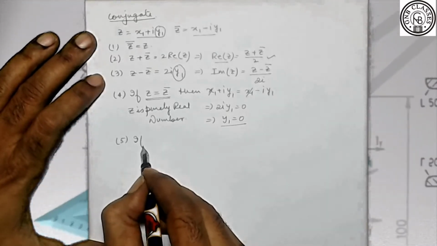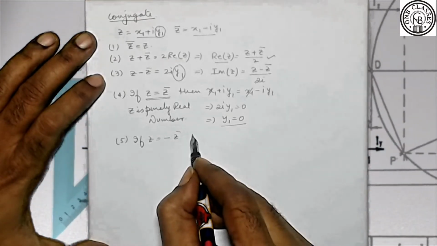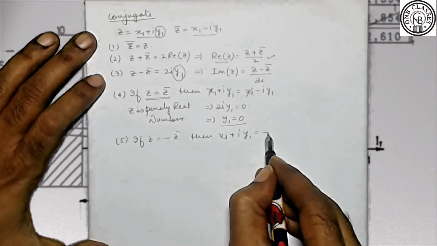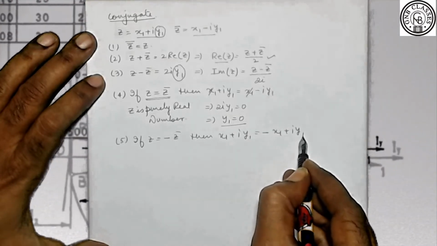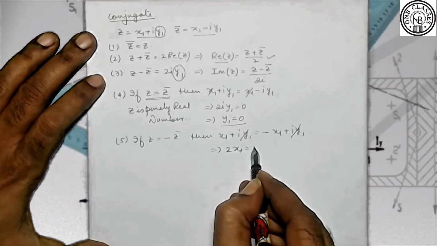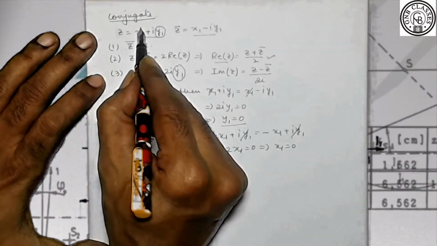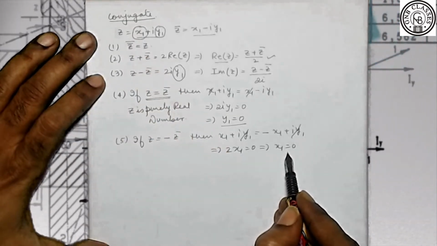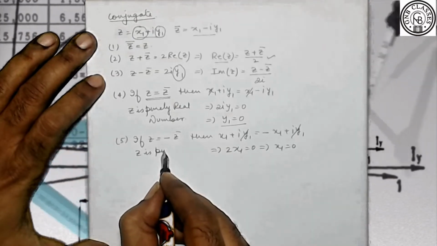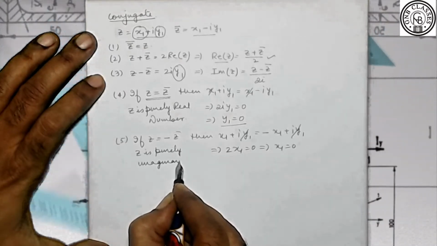Number 5. Now suppose if z is equal to minus of z1, then what happens? In that case, x1 plus iota y1 equals minus of x1 plus iota y1. In that case, this 2 goes off. So we have 2x1 is 0, which implies x1 is 0. That means for a complex number, the real part comes to be 0. That implies that z is purely imaginary. Tell me yes or no.